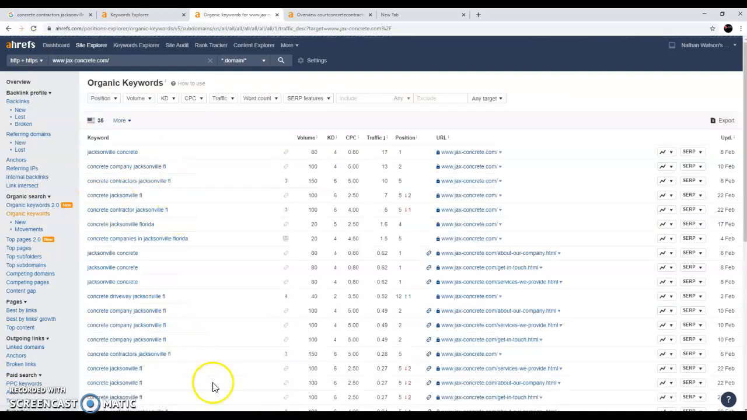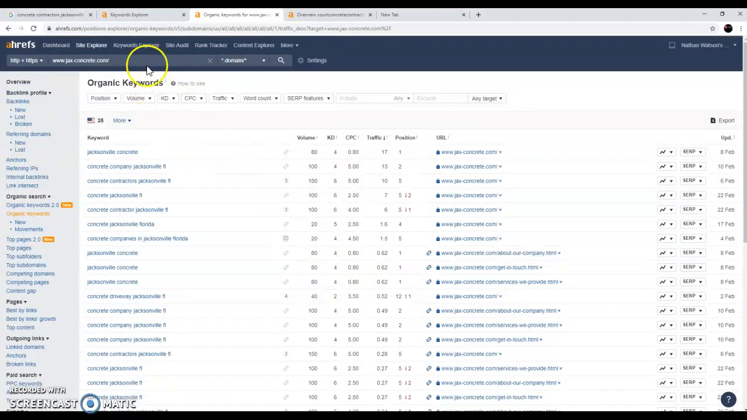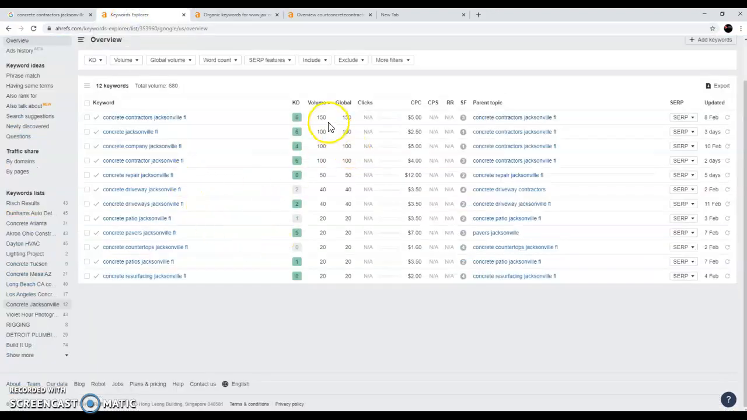So if we go back to their keywords here, we'll see their positioning and the volume of these searches. I actually have an entire keyword list set up so we can see more of what is actually there. So we see Concrete Contractors Jacksonville, Florida, 150 people searched that. Concrete Jacksonville, Florida, 100. Concrete Company Jacksonville, Florida, 100. Concrete Contractor Jacksonville, Florida, 100.